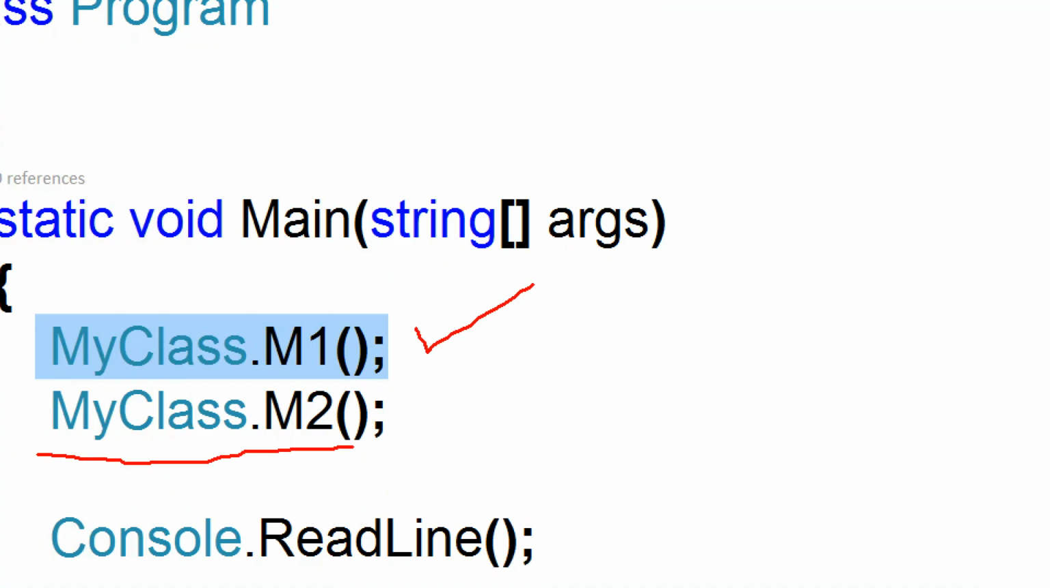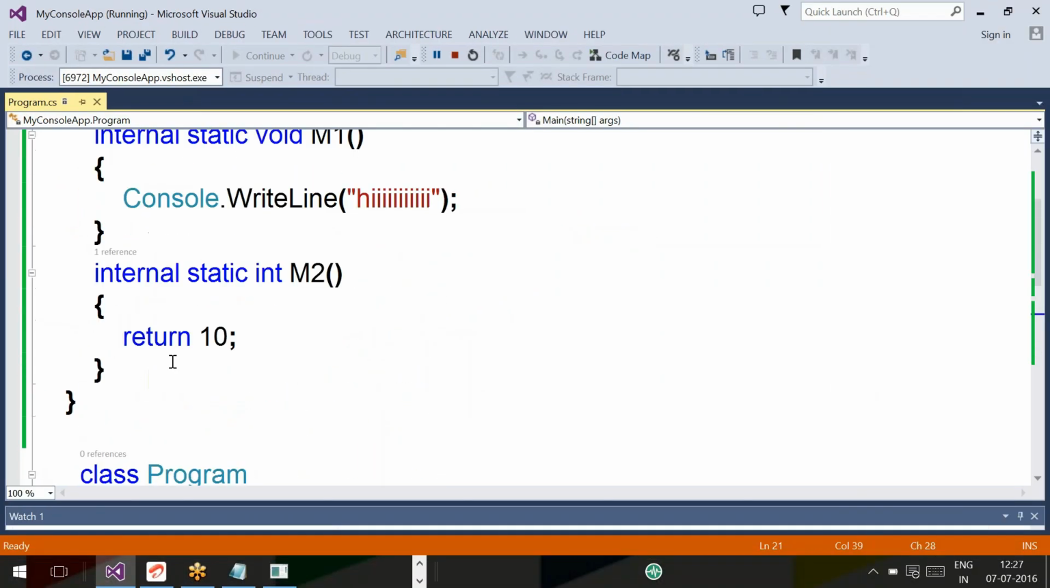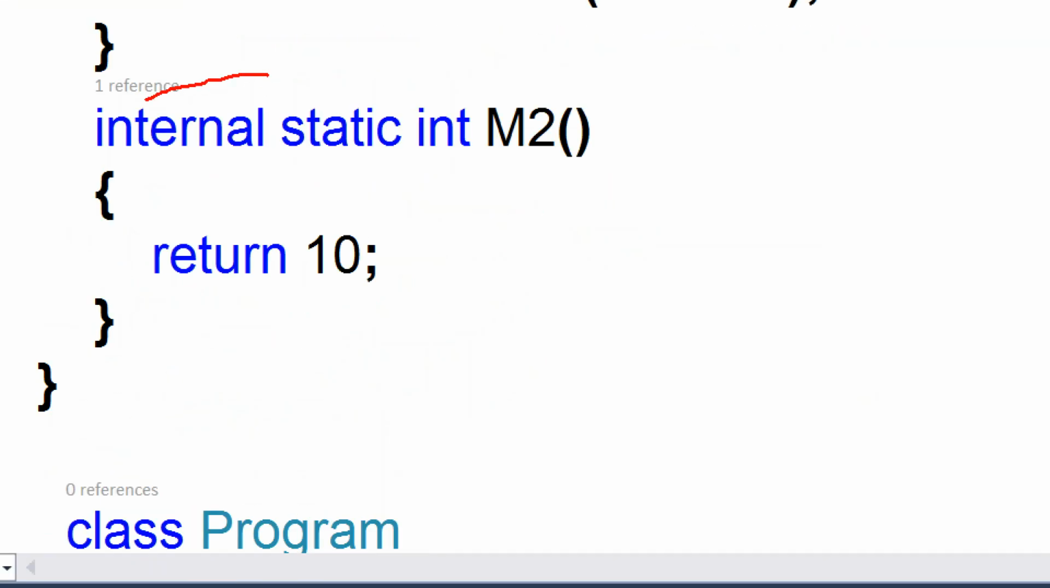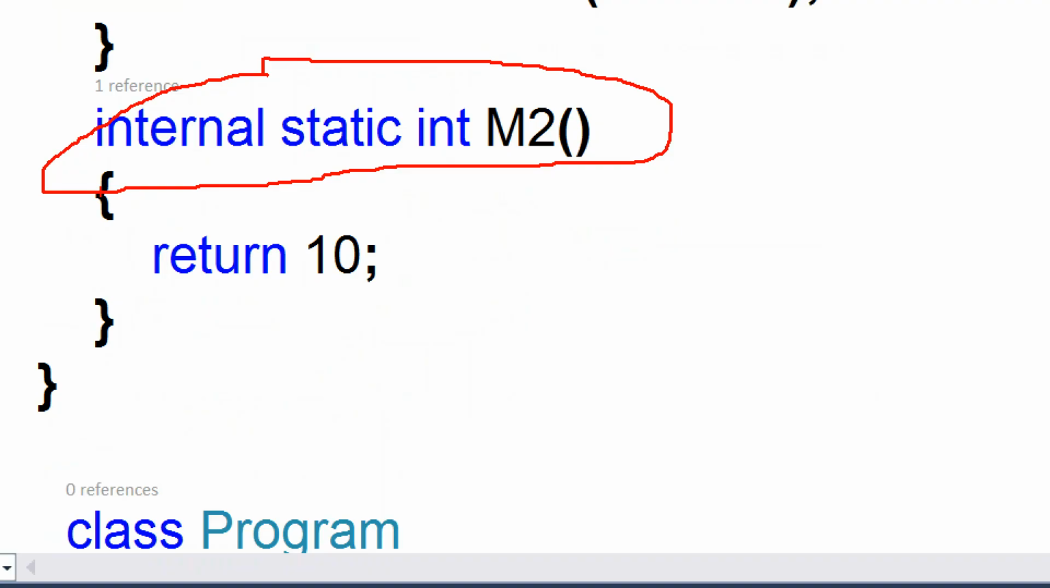Then control will invoke the statement MyClass.M2. Here control will go to my class. Within my class, it will execute a function called M2. In M2, it will start from here. What does M2 do? Return 10. Here return is a keyword.